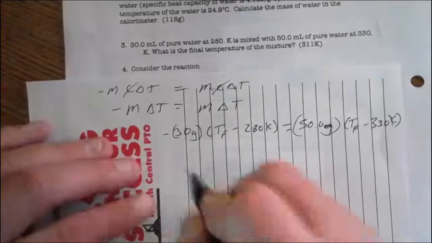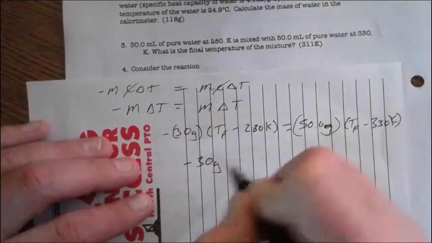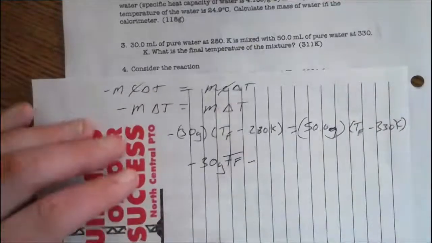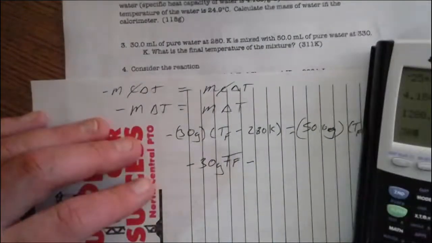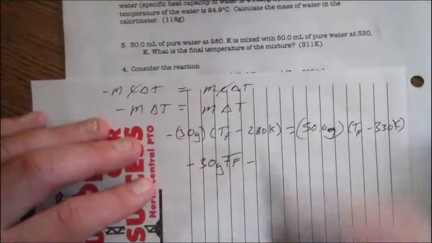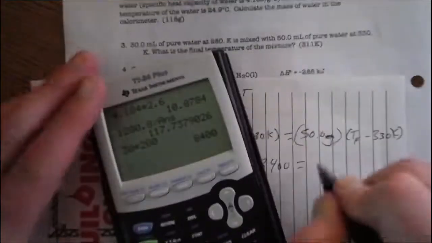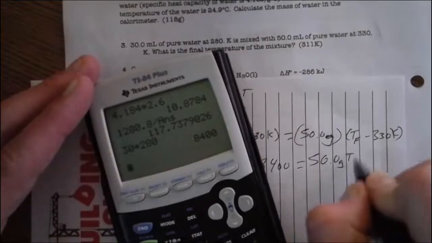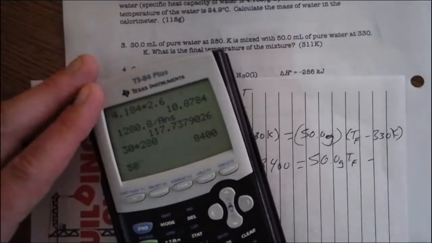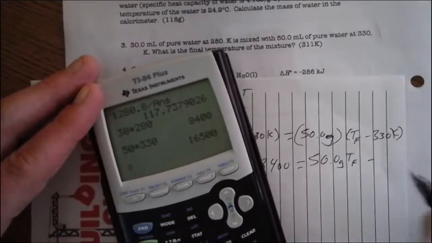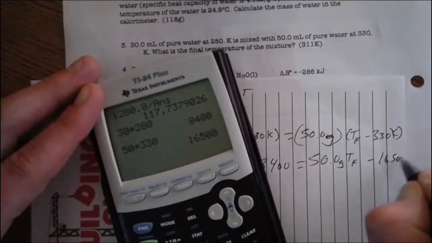Now, what do we call this distribution? Negative 30 grams TF minus 30 times 280. That is 8,400. And that is set equal to 50 grams TF minus 50 times 330. That is 16,500.